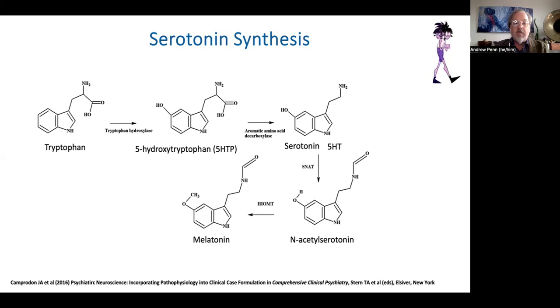Serotonin, as I mentioned, comes from tryptophan. It is converted into 5-hydroxytryptophan, and then that becomes serotonin. You'll notice here that serotonin is the precursor to melatonin, another monoamine neurotransmitter. And just as an aside, psilocybin is a prodrug for the drug psilocin and is converted to psilocin by breaking off a phosphorus group on the psilocybin molecule. So psilocybin is essentially a prodrug for psilocin.